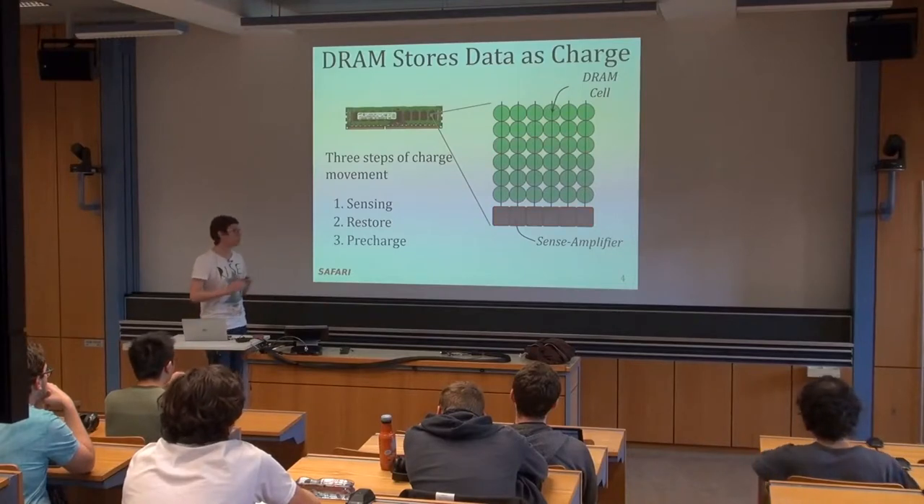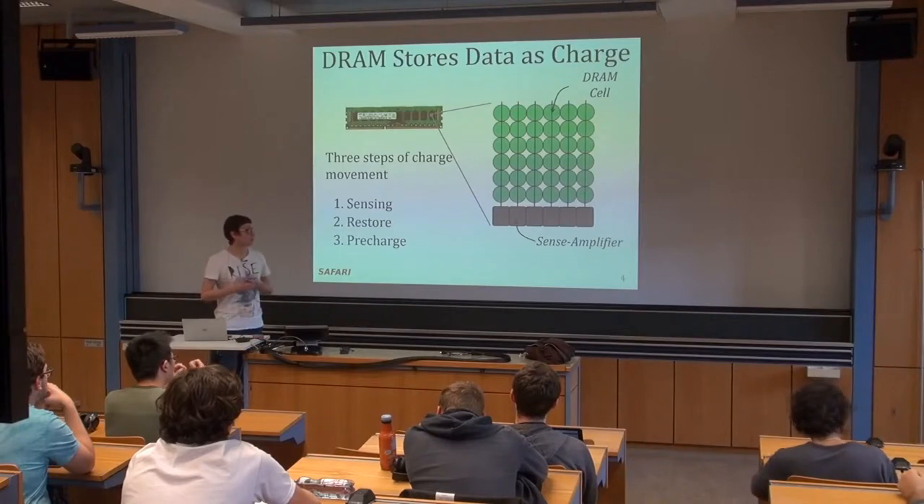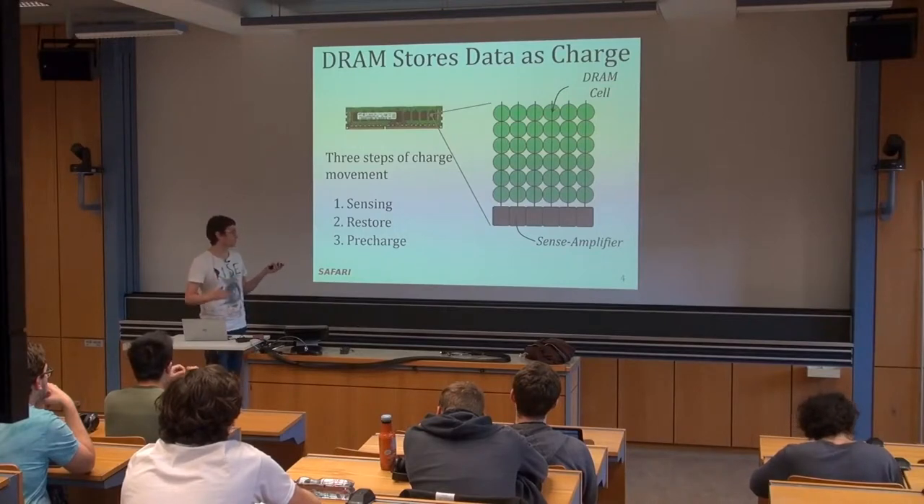And then finally, to be able to activate another row from the same cell array here, we need to precharge the current row. This operation is called precharge, and the memory controller issues a precharge command to do this.